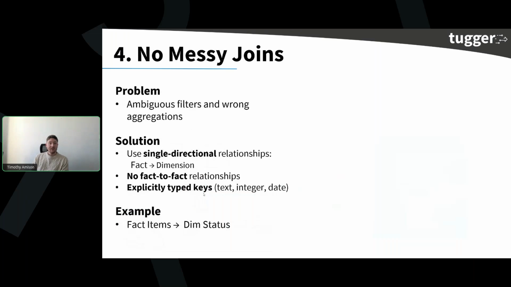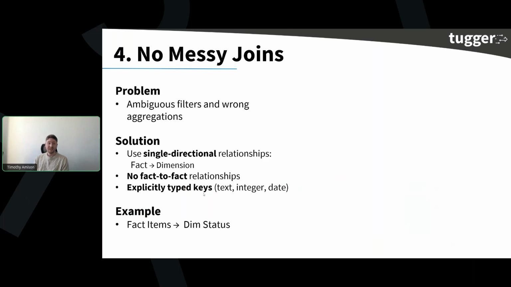Okay, and then finally, our 4th rule going forward is all about no messy joins. Joins are our relationships from dimension tables to our fact tables. We do not want these to be ambiguous or unclear for our model to understand, because this can break things. They just might not work properly.